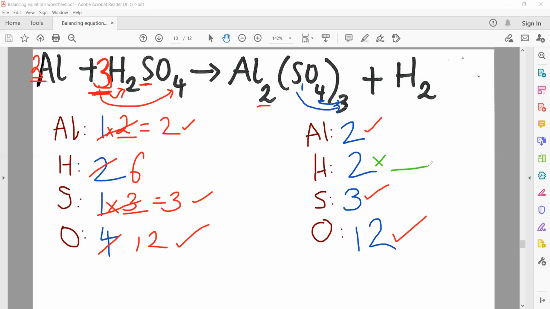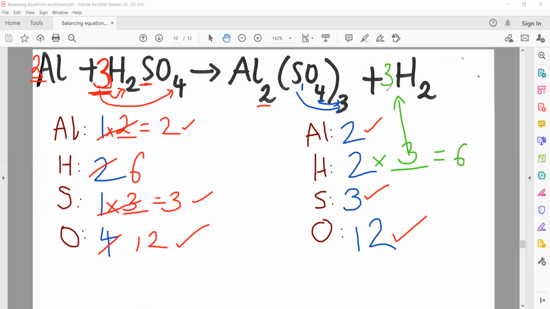So my goal now is to achieve 6 hydrogen atoms on this side as well, on the right-hand side, same as the left-hand side. So what do I multiply with 2 to get 6? I have to multiply 3. Or 6 divided by 2 gives us 3. So I look for hydrogen, searching for my hydrogen atom. Here it is. It's all by itself. I just put that number 3 right in front of it.